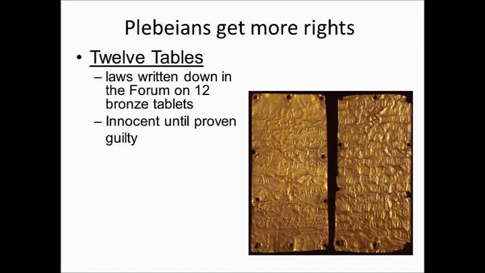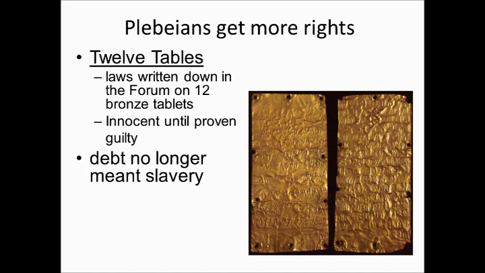Also things like a right to a trial by a jury of your peers, and other concepts that will be there, including testifying on your behalf and not having to testify on your behalf, items that we will pull from that. Also, debt would no longer mean you could be sold into slavery, which I think was pretty important for a plebeian.